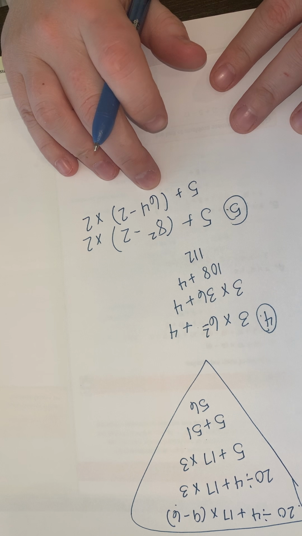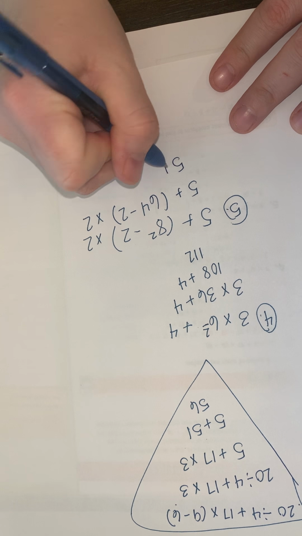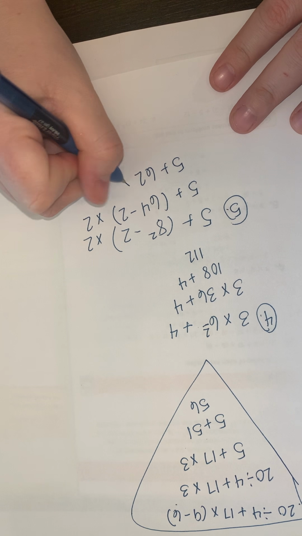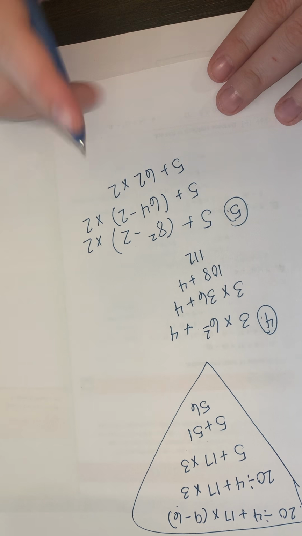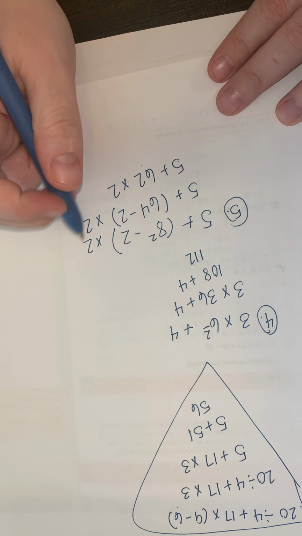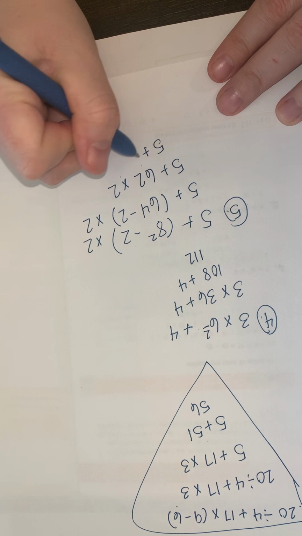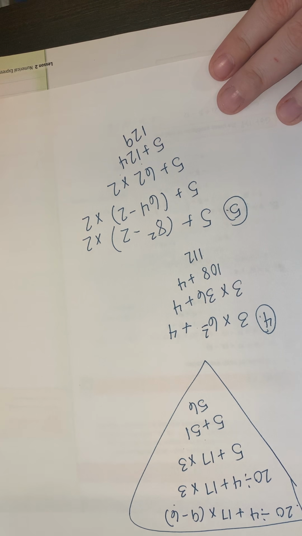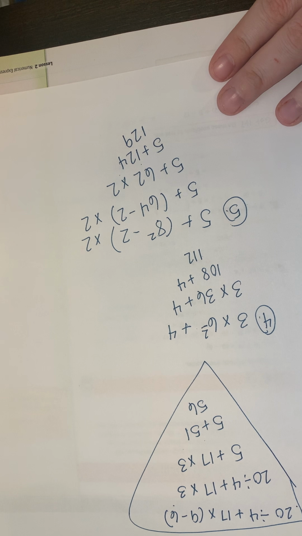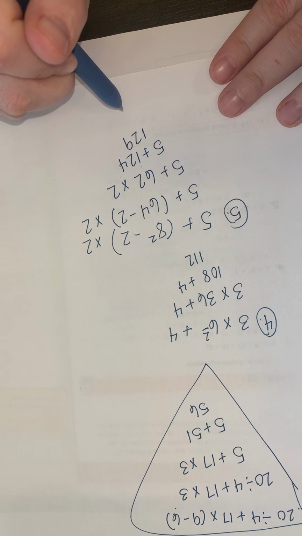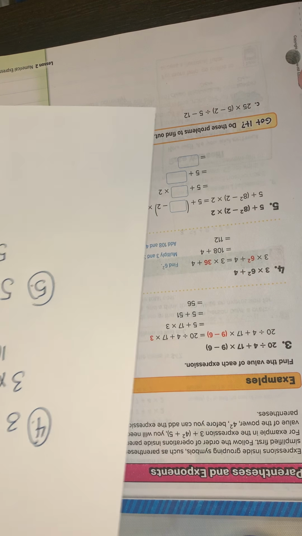Next, I still have parentheses. So I'm going to do 5 plus, I'm going to solve what's in my parentheses, 62 times 2. Next, I'm going to do my multiplication, 62 times 2, which is 124. And I'm going to add that, which is 129. Okay, so I'm doing everything in order. I'm writing out each step so I don't miss anything.